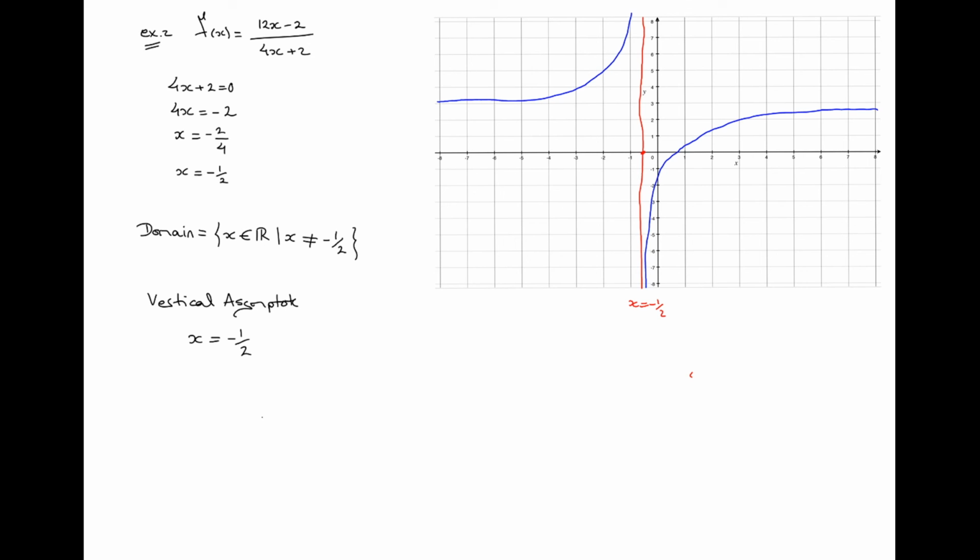And there you have it. That's how you find the domain and the vertical asymptote of a rational function.